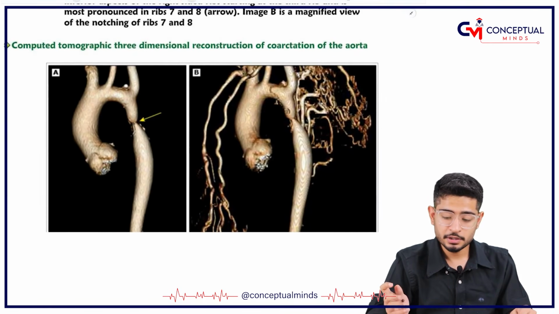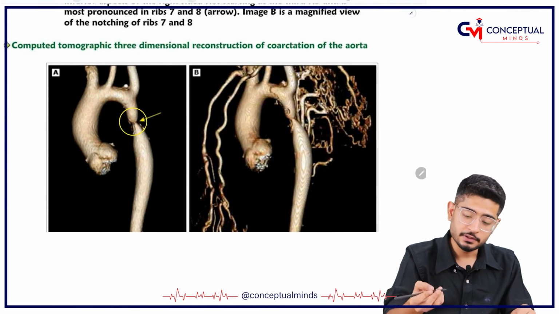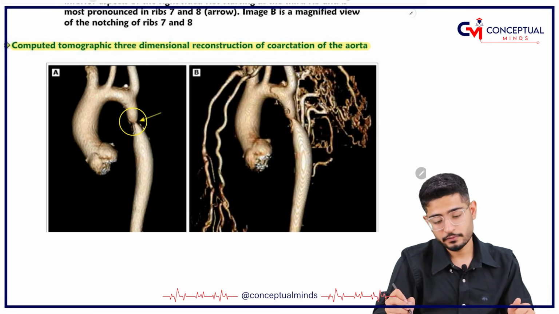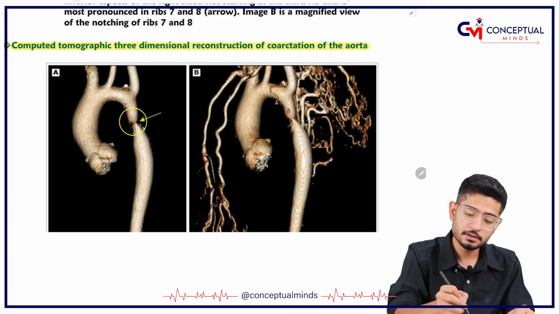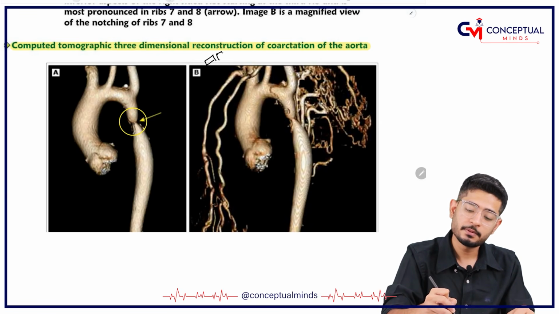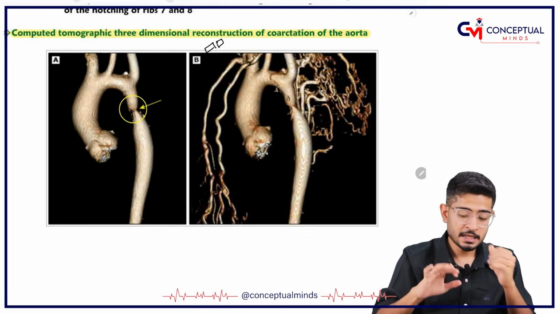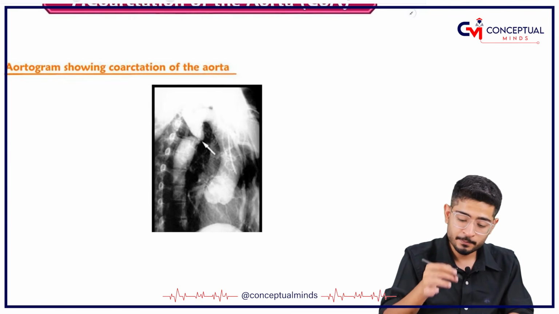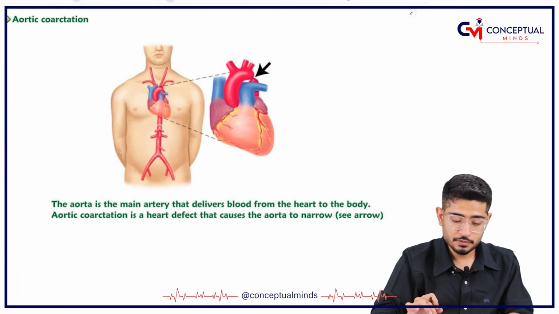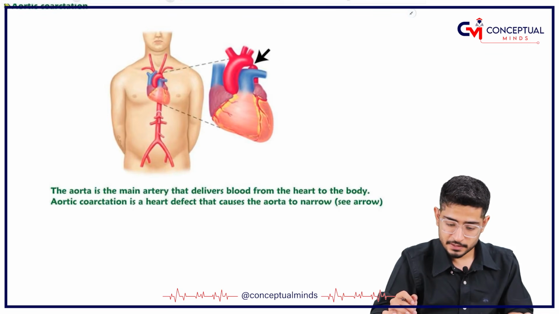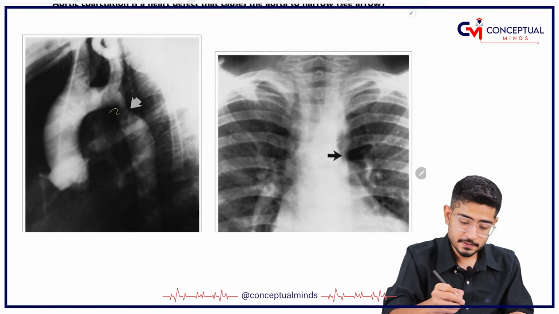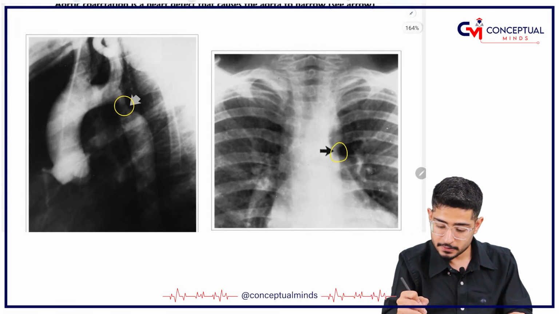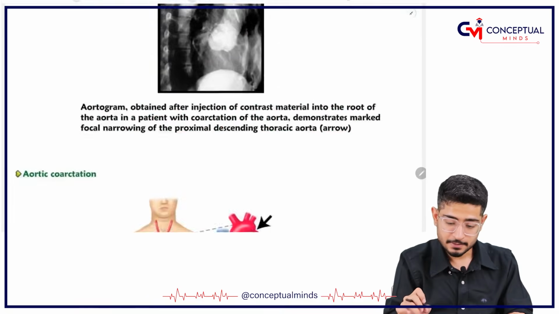Now this is a CT image, with the 3-dimensional reconstruction of a coarctation of aorta. Reconstruction means that they take the pictures of multiple parts and then reconstruct an image like this. So 3D reconstruction is also used. This is the aortogram, which is going to show you the aorta. Again, see this picture, this is also showing the coarctation of aorta. Again here also there is narrowing which has been shown.